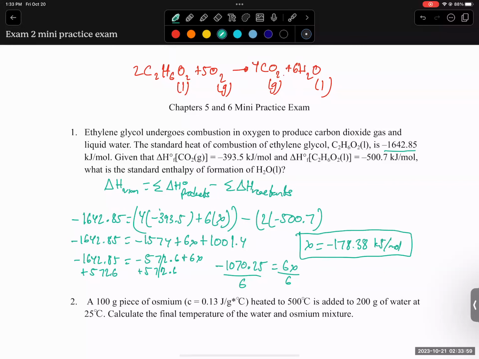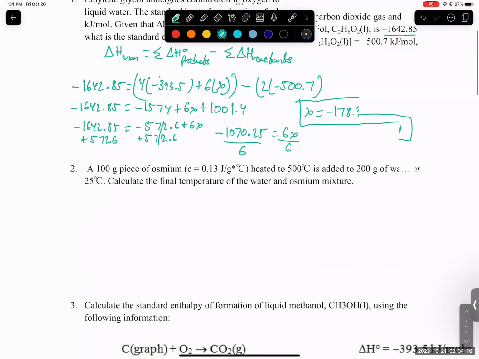So this question is just a bunch of algebra. But if you know how to do the algebra, then you're in pretty good shape. Any questions on this problem? All right, cool. Then move on to the next one.